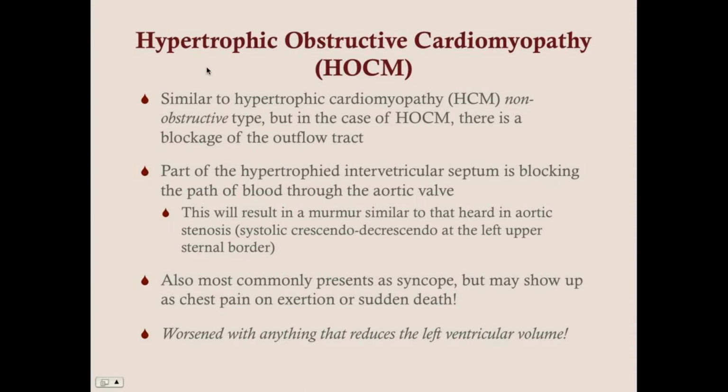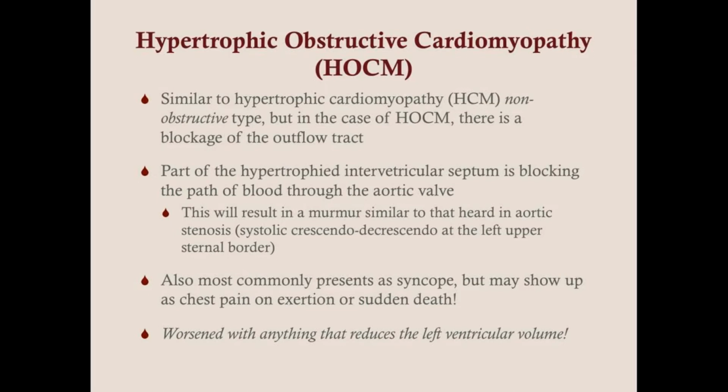So now let's talk about the obstructive variant of hypertrophic cardiomyopathy, and I'm going to refer to it as HOCM, hypertrophic obstructive cardiomyopathy. And similar to hypertrophic cardiomyopathy, this is also a thickening of the ventricular walls. So you've got the same thing going on. But in the case of hypertrophic obstructive cardiomyopathy, what makes it obstructive is that the intraventricular septum, which also thickens in regular hypertrophic cardiomyopathy, has thickened so much that you're actually getting a blockage of the outflow from the left ventricle. So you're blocking the aortic valve.